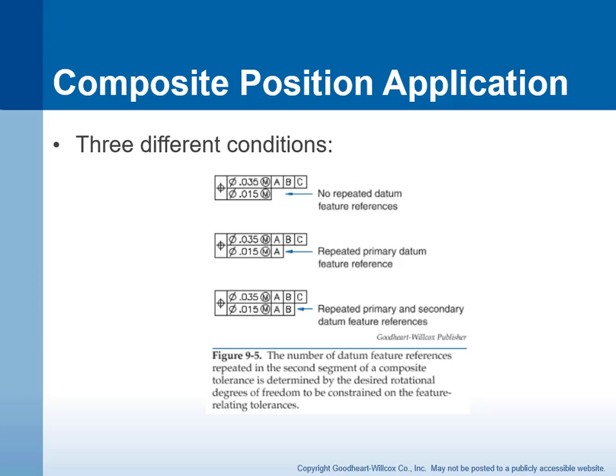Let's talk about this a little bit more. There would be 3 conditions on this composite position tolerance. The first condition would be no repeated datum references in the second line. The next one would be 1 repeated datum reference in the second line, and the other one would be 2 datums. And let's talk about what that means to us.